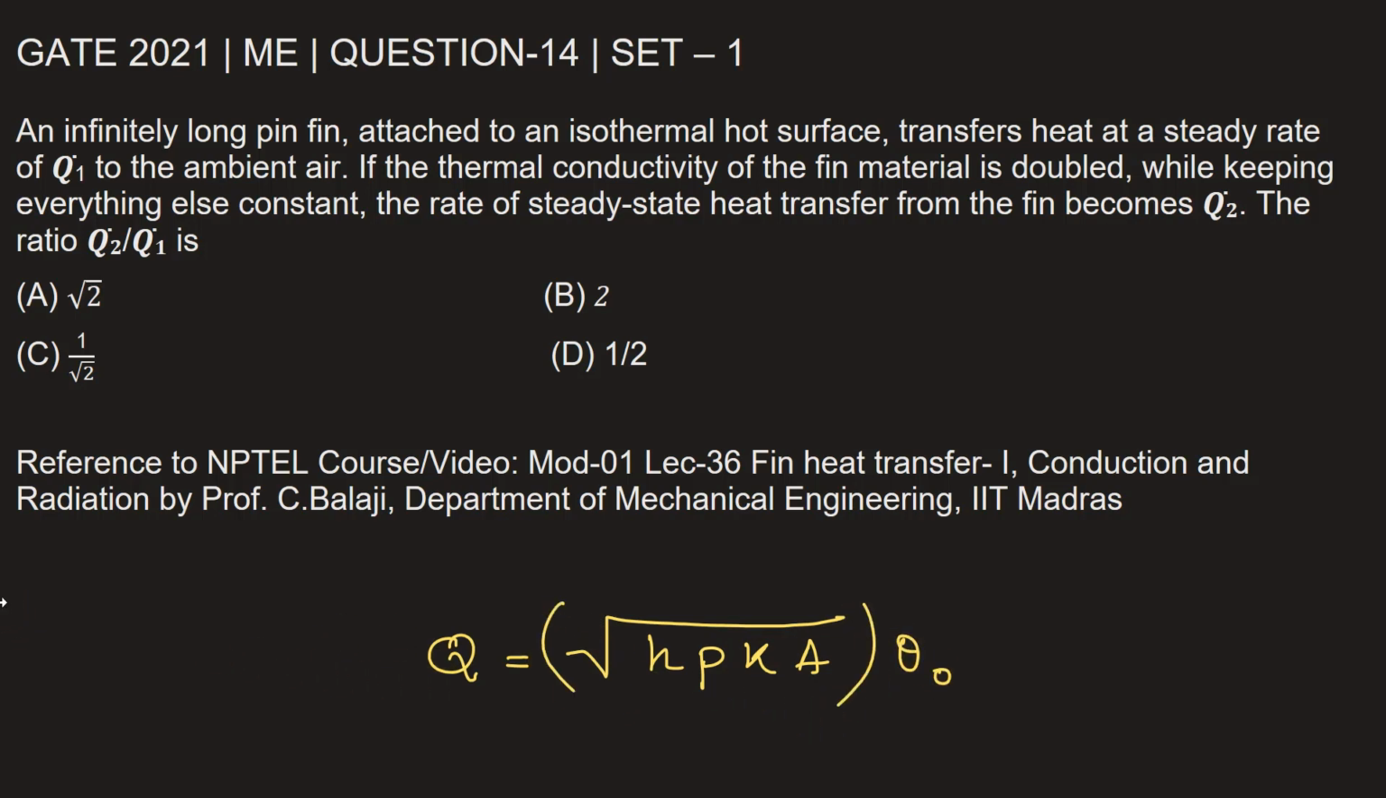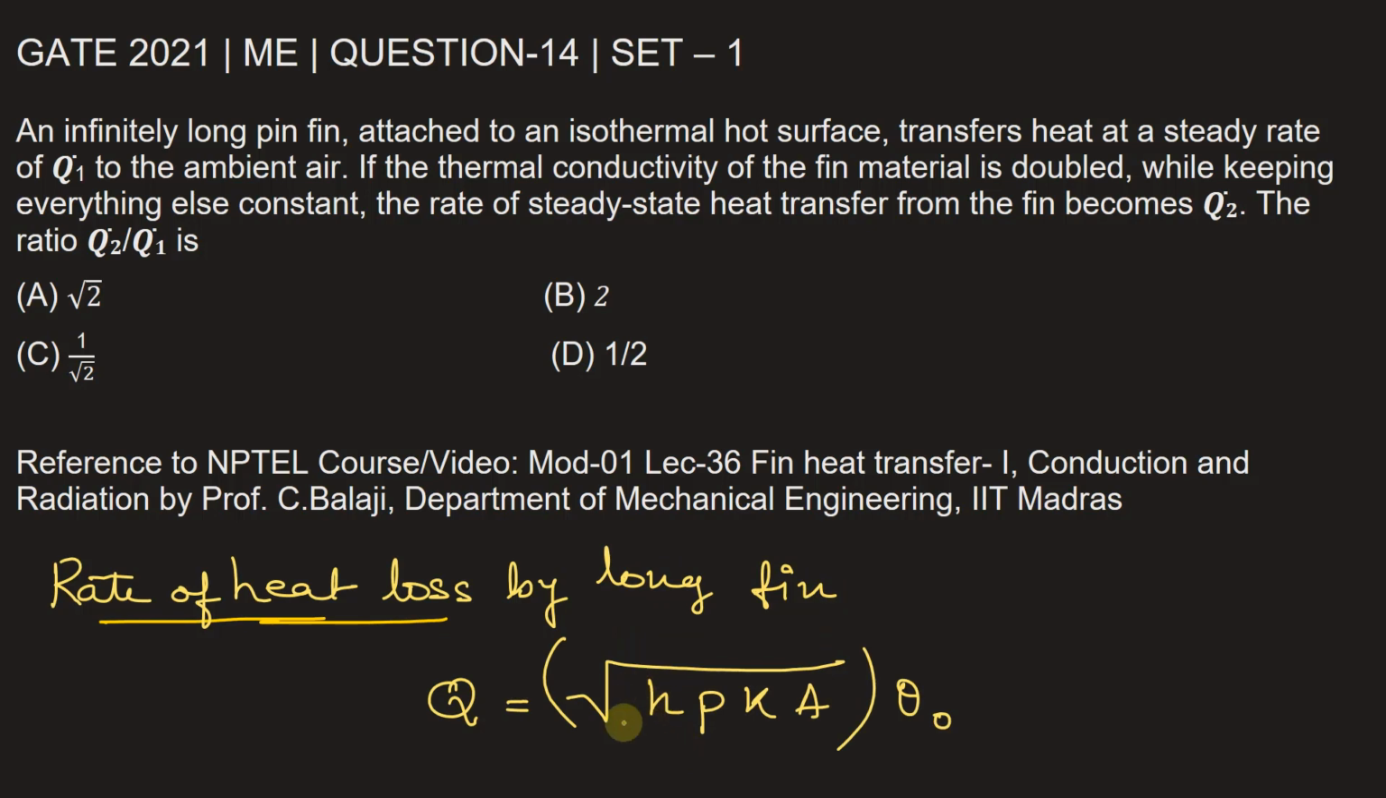So this is the rate of heat loss by a long fin. Here in this equation, h is the heat transfer coefficient, P is the perimeter of the fin, k is the thermal conductivity of the material, A is the cross-sectional area, and theta naught is the temperature difference. So let's call this Q_F, the heat flow rate by a long fin.